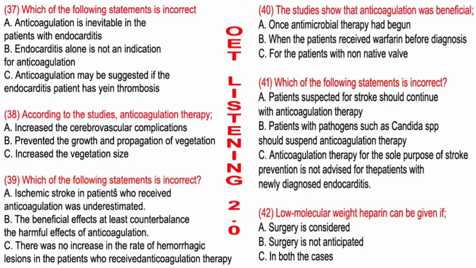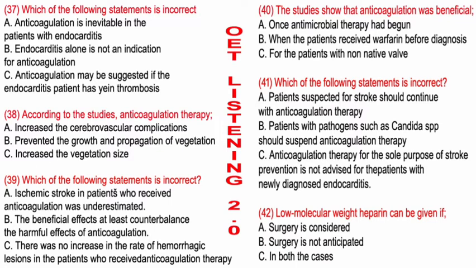The mechanism responsible for this effect is considered that the vegetation is an amalgam of destroyed cells, fibrin, and platelets, with anticoagulation preventing the growth and propagation of this aggregation. Some experts are of the view that the incidence of ischemic stroke with hemorrhagic transformation in patients with endocarditis receiving anticoagulation is overestimated. According to this concept, the beneficial effects at least counterbalance the harmful effects of anticoagulation.